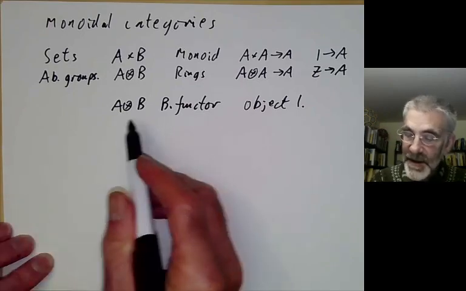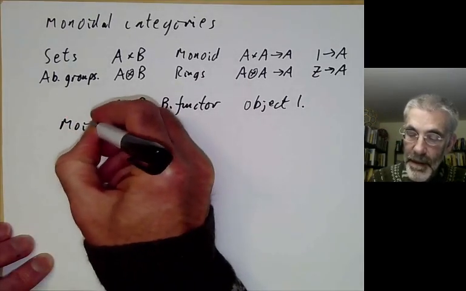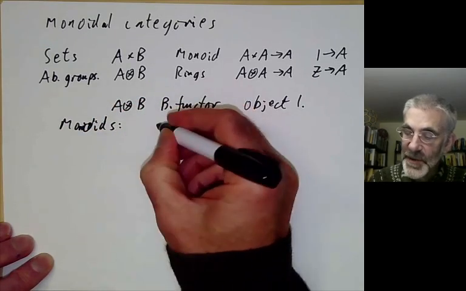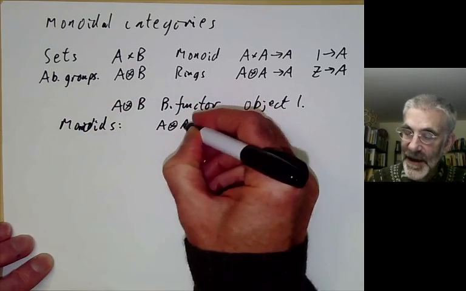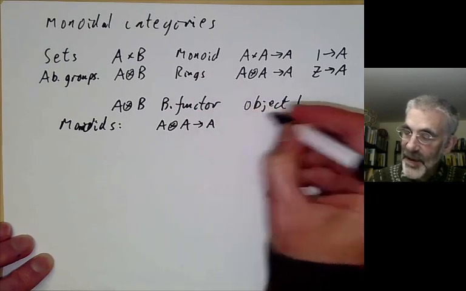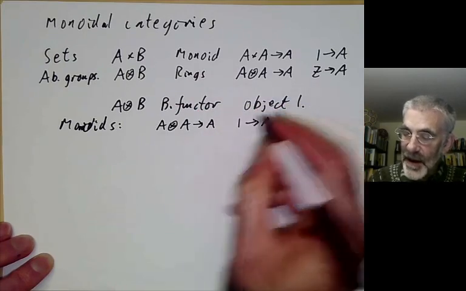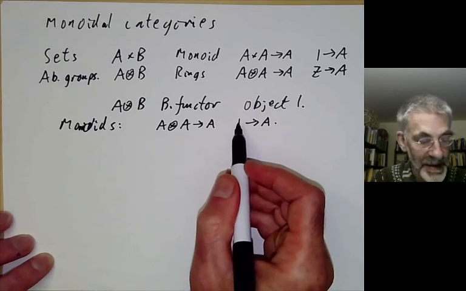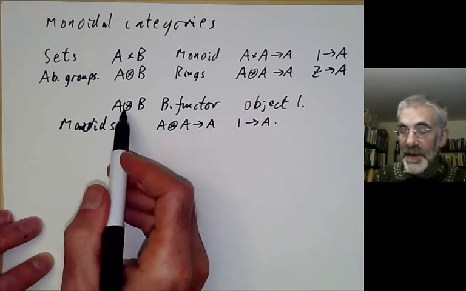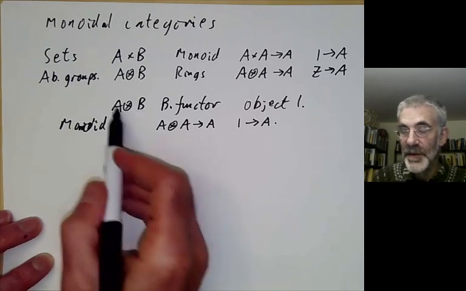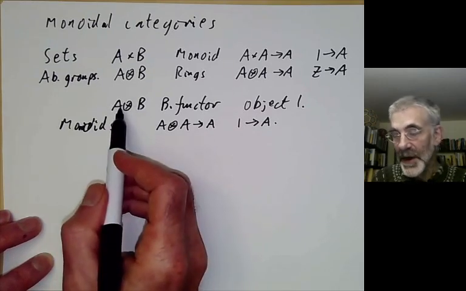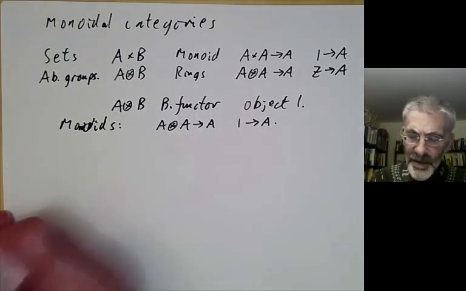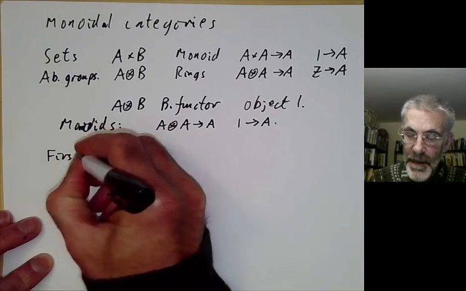And the idea is we want to define monoids in this category to be objects with a map from A tensor A to A and a map from the object 1 to A, and these should satisfy some rules making them associative and making this the identity. So the problem is what conditions on this operation do we need apart from it being a bifunctor? Well, let's have a first attempt.